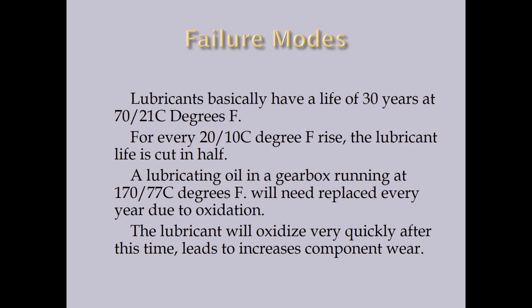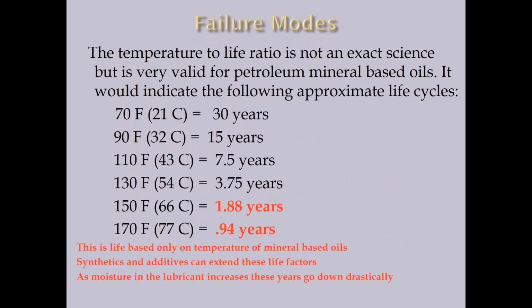So let's look at this chart. This is a chart that shows at 70 degrees your lubricant won't oxidize for 30 years. But as the temperature goes up here, 90 degrees, 110 degrees, 130 degrees, we can see what happens at 150 or 170 degrees F. Look what the life of the lubricant is. Now these charts are relatively accurate, but there's some other factors. If there's any moisture present, or as the moisture levels go up, these lives go down drastically.